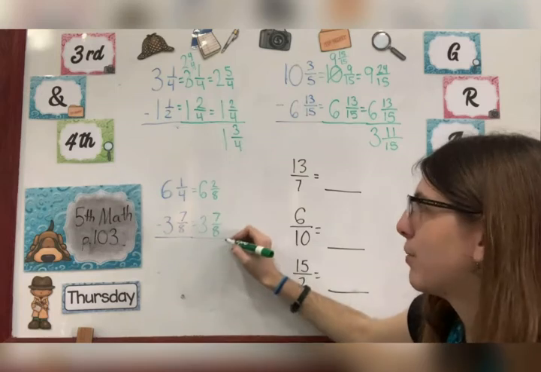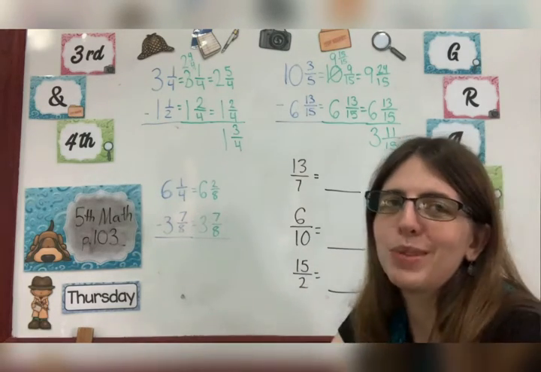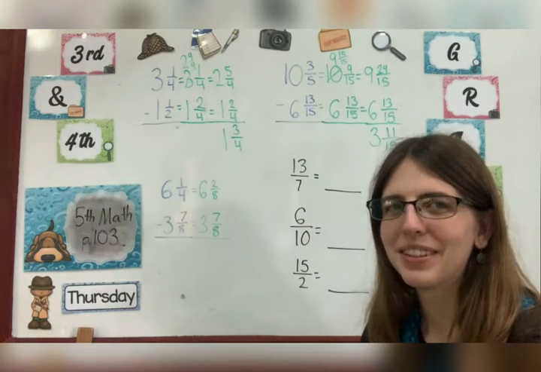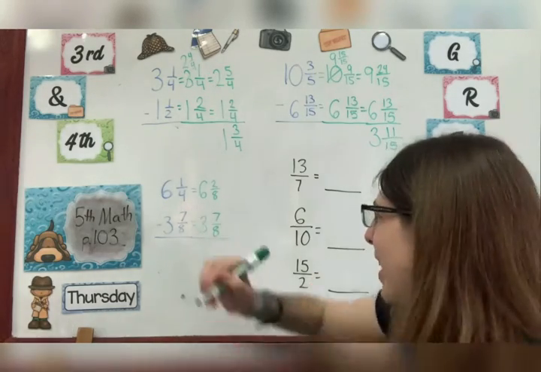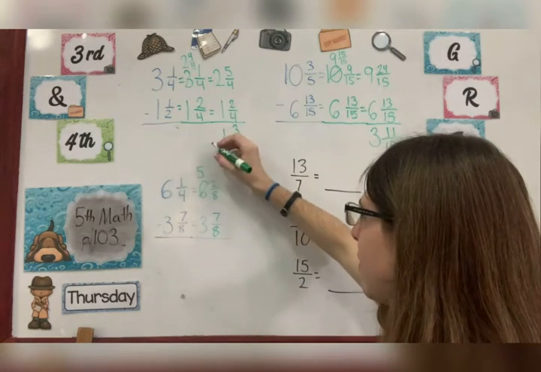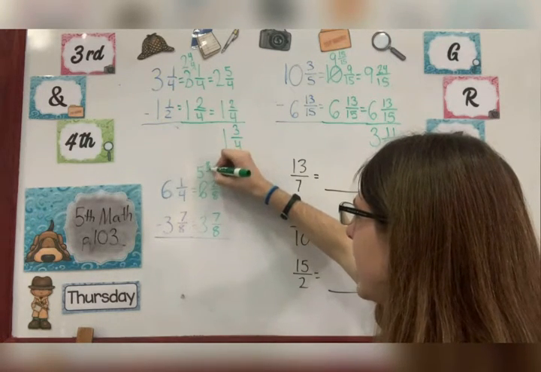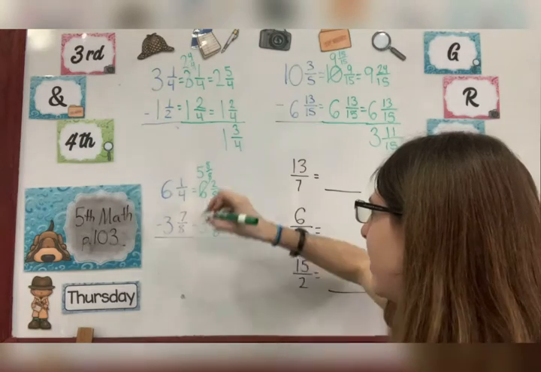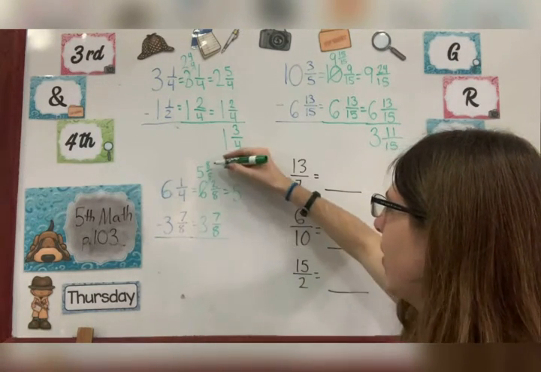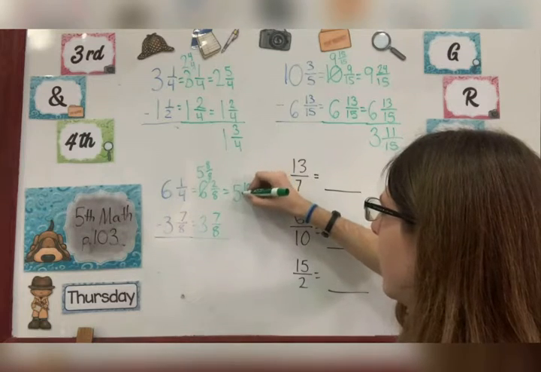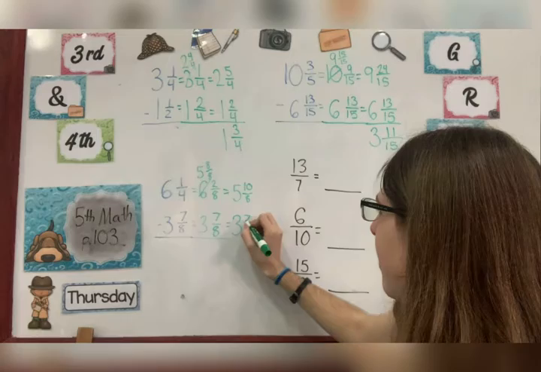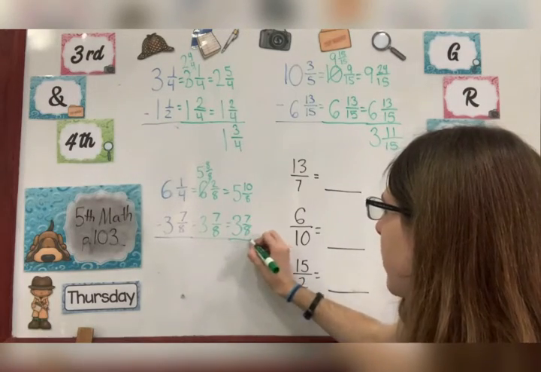Then I can't subtract 7 from 2 because 7 is too big. So what do I have to do? Borrow. That's right. So I'm going to borrow from the 6. Gives me 5 and 8/8. So my new number is 5, and 8 plus 2 is 10 over 8. And then the bottom one doesn't change. I'll just bring that over.